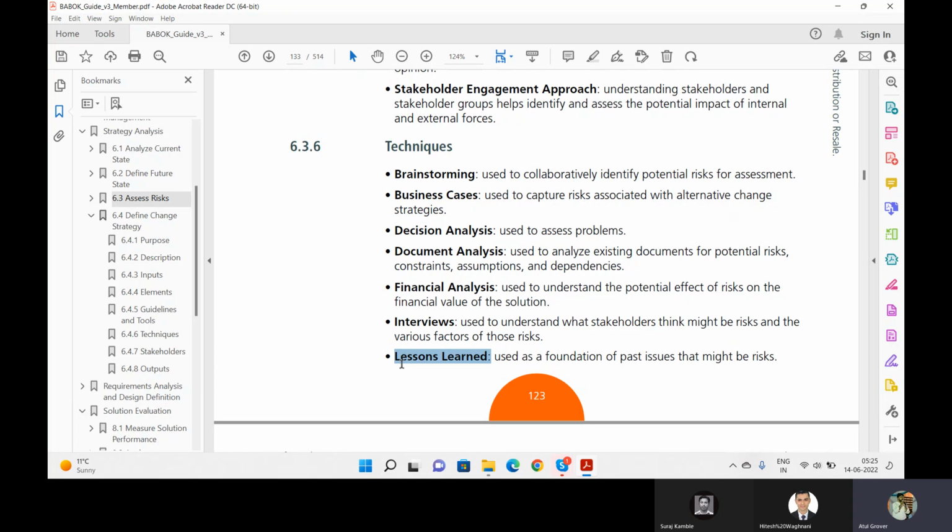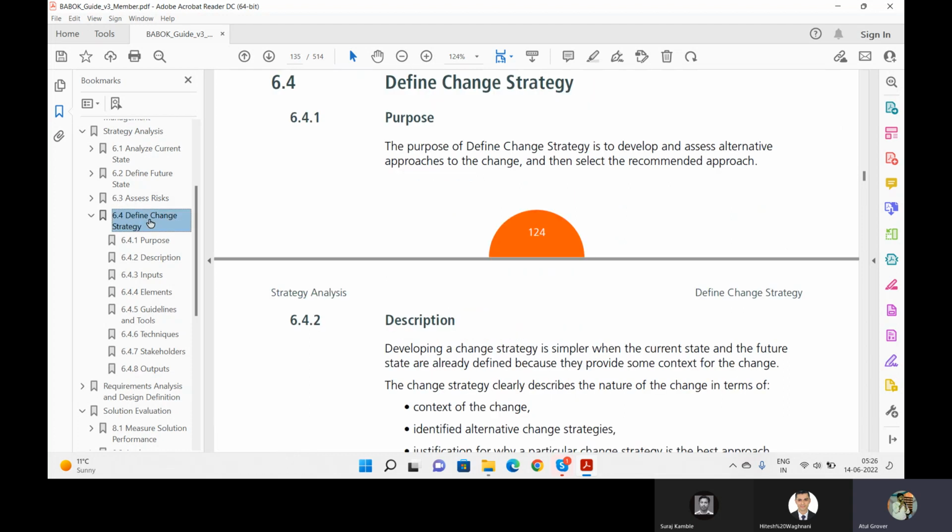Now let's go to the next part of this chapter. It's called define the change strategy. Abhi tak what we did, we analyzed our current state. We defined the future state. We have the risk assessment. And now we are defining the change strategy, that how I can implement or develop this alternative approach.